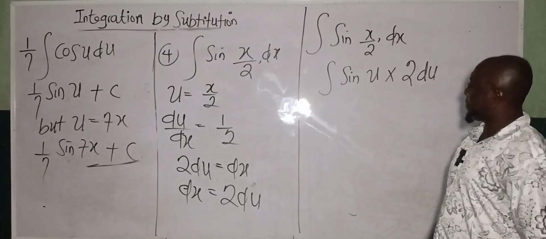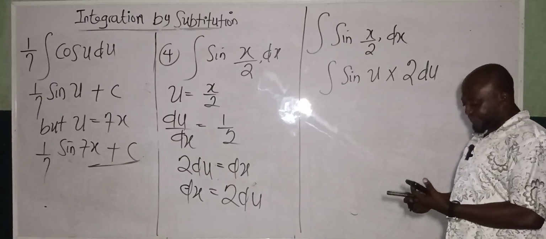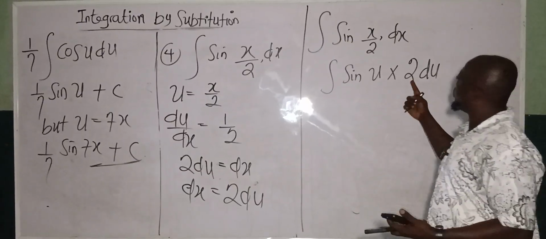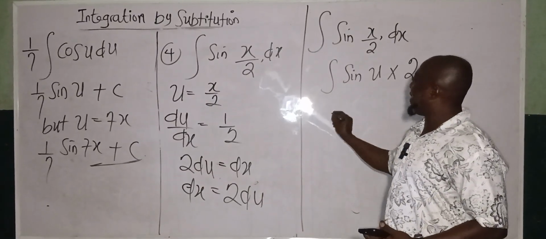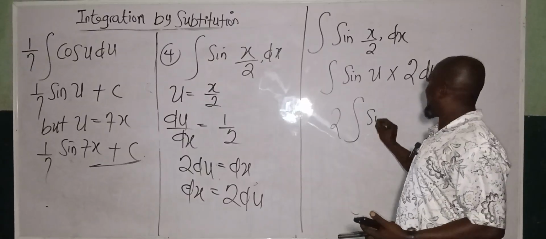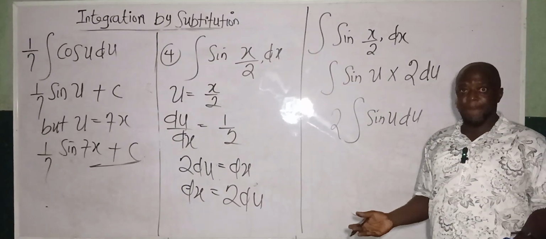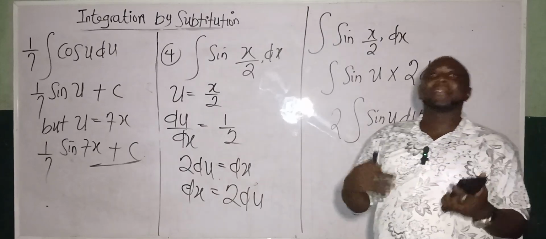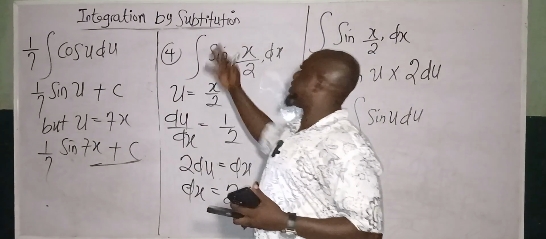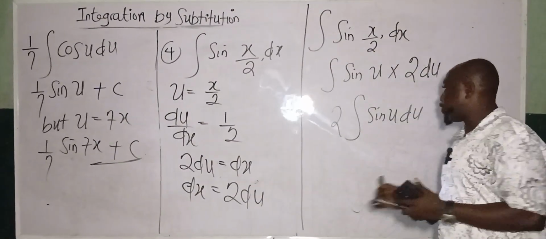It's very simple. From this point, what else do we now know to do? Bring these two out of the integral. This will give us 2 times the integral of sine u du. Very simple. Because when you understand these steps, you can do integration by substitution.